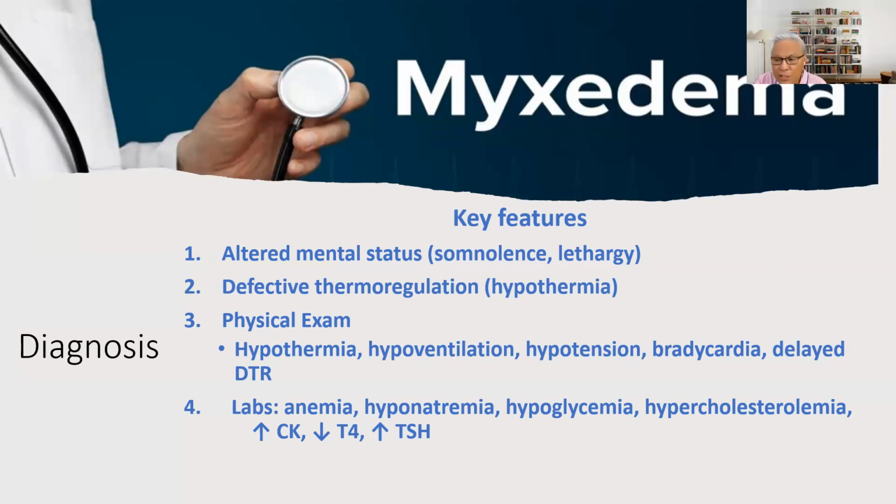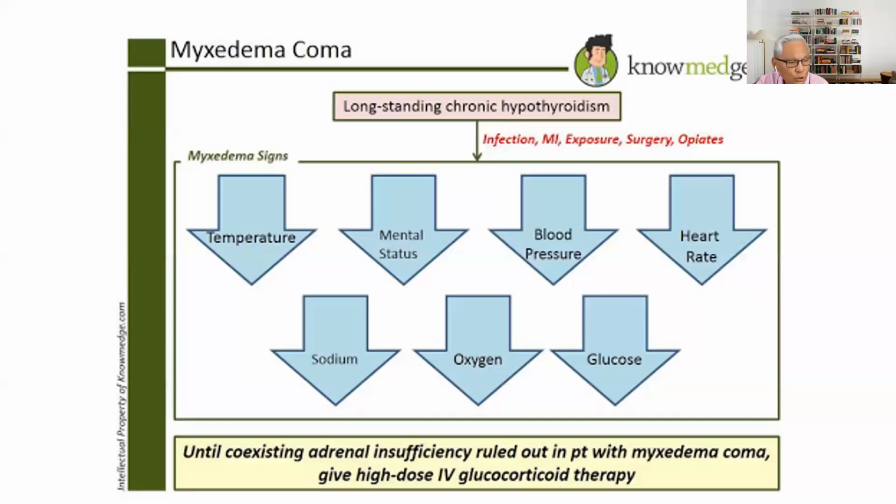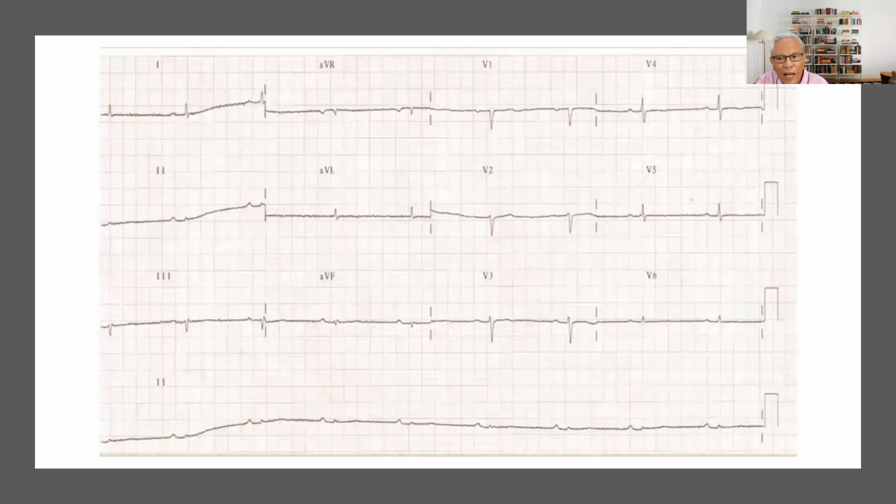And then, of course, on physical examination, you're going to see hypothermia, hypoventilation, hypotension, bradycardia, and delayed deep tendon reflexes. So all will be decreased. And I'm going to go to this one because it shows us that everything is going to be going down. So your temperature, your mental status, your blood pressure, your heart rate, your sodium, your oxygen, as well as your glucose, all are going to be decreased. And that is why this is recognized as an emergency. Okay. Now, in addition, if you take a look at their ECG, what do you notice about this ECG?